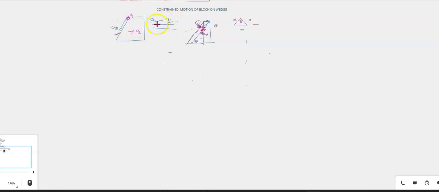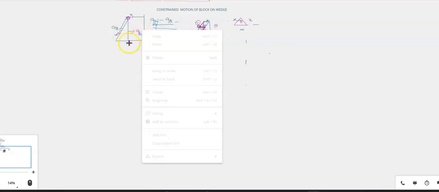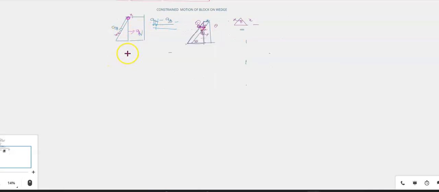So this is the block and this is the wedge. Maybe better we call it wedge, AW, and block, AB, so that there is no confusion. What is the relation between the acceleration of the wedge and the block? So here we can see when the wedge moves, assume a situation where the block is fixed to the wedge.